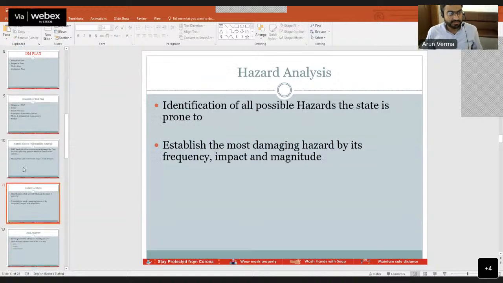Another thing is, while making a plan, we should also see the possible hazards. In this HRVC, we should state the identification of all possible hazards the state is prone to. It means we have to list them down. If we are taking the example of a department, we have to list down the possible hazards, like a ceiling fan falling down, ceiling problems of the roof. If we don't have a fire extinguisher, this is also a hazard, because of fire and short circuit things. So these are the things we can list in the state hazard profile.